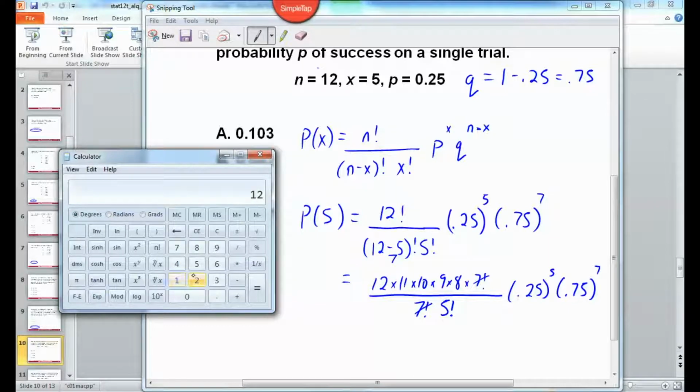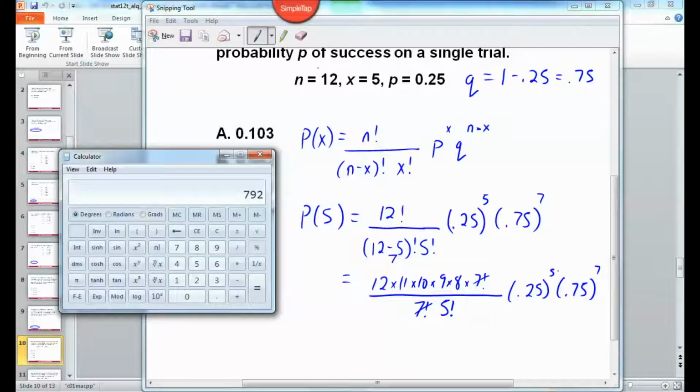So I have 12 times 11 times 10 times 9 times 8, divided by 5, divided by 4, divided by 3, divided by 2. That's 5 factorial. I could do that, or I could just use parentheses. I'm looking, there's a factorial button right here. I'm just going to put it in parentheses anyway: parentheses, 5 factorial, close parentheses. All right, so this first part gives me 792. I'm going to keep that number in my calculator for a second, 792.